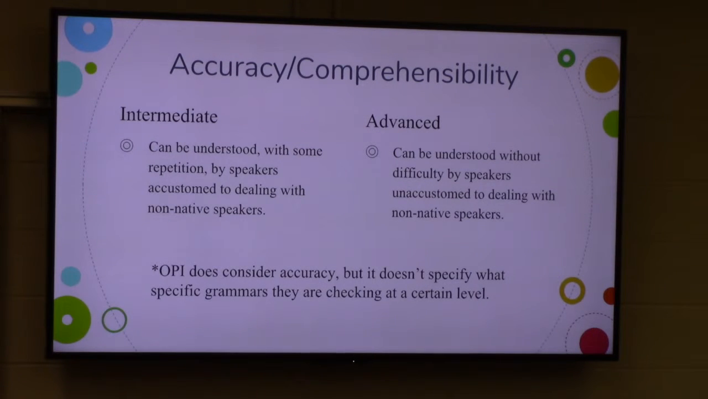So my point is, when we look at this criteria, the oral proficiency interview does consider accuracy. However, it didn't really specify what specific grammar, what specific vocabulary, what specific sentence structure we need to check on. As long as a native speaker can understand them without difficulty, it's advanced. If we can understand them as instructors, as teachers, without any problem, probably they're still intermediate, okay?